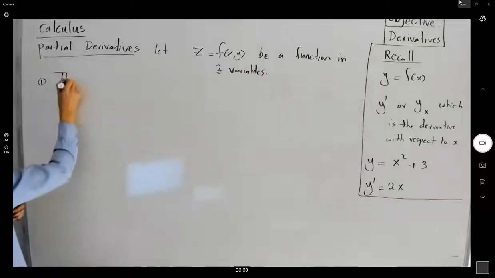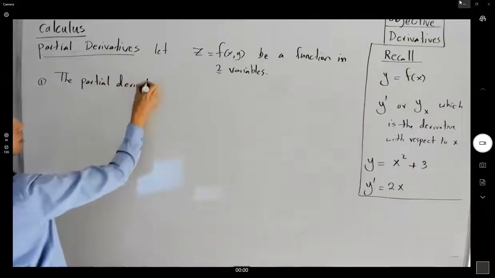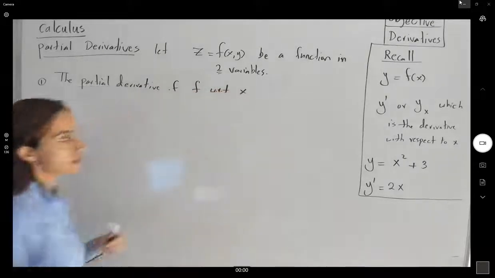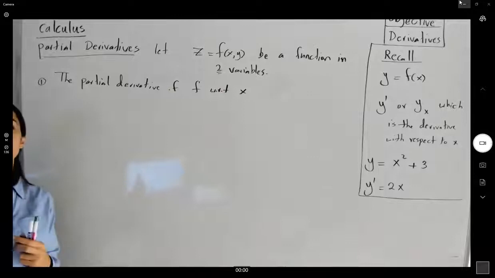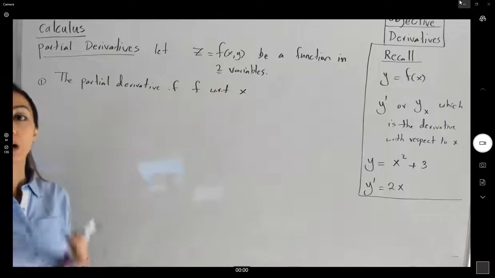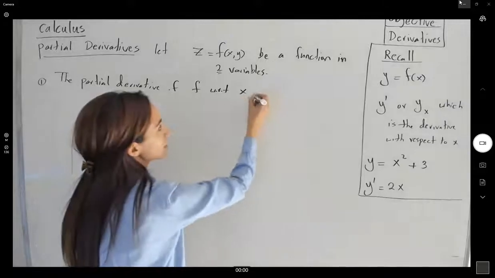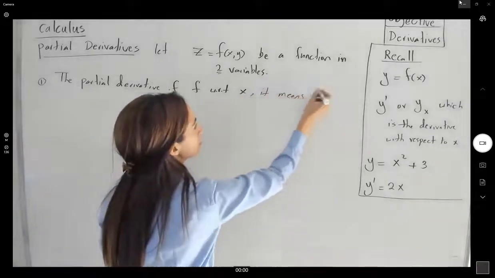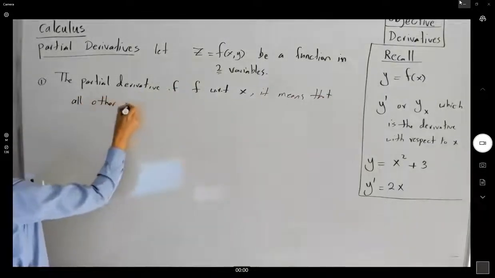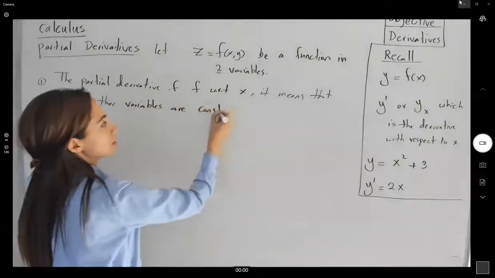The partial derivative of f with respect to x means that all other variables are considered to be constant. So the partial derivative of f with respect to x means that all other variables are constant.